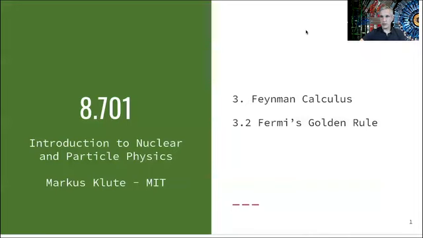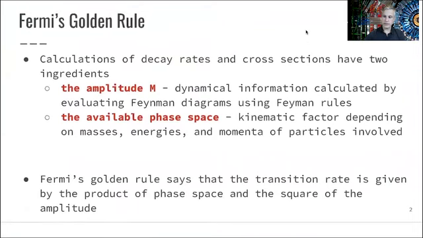Welcome back to 8701. We continue our discussion on the Feynman calculus and now talk about Fermi's golden rule. At the heart of calculating decay rate and cross-section is Fermi's golden rule, and it simply tells you how we can use the calculation of amplitudes and the available phase space to make an assessment of rates, decay rates and cross-sections. So the amplitude M holds all the dynamical information, and we'll see that we can calculate the amplitude by evaluating Feynman diagrams directly using Feynman rules.